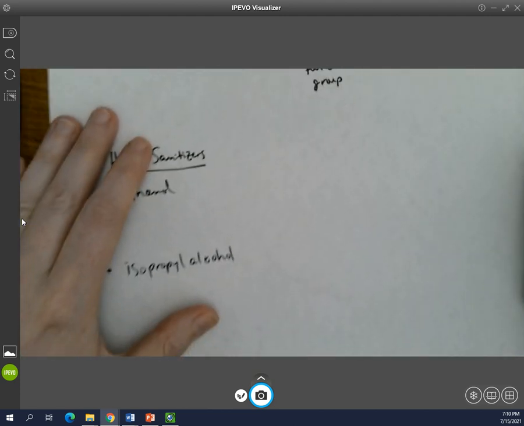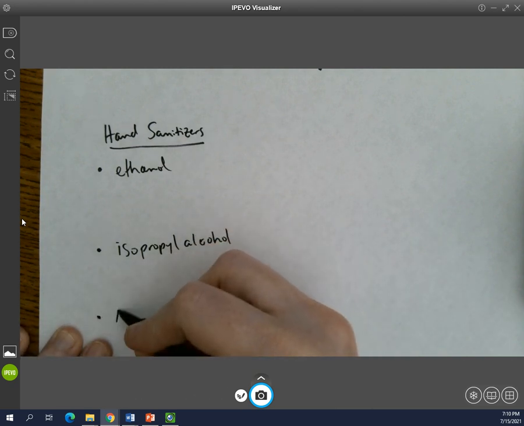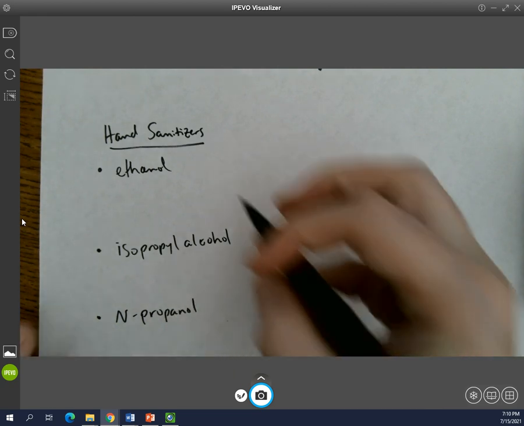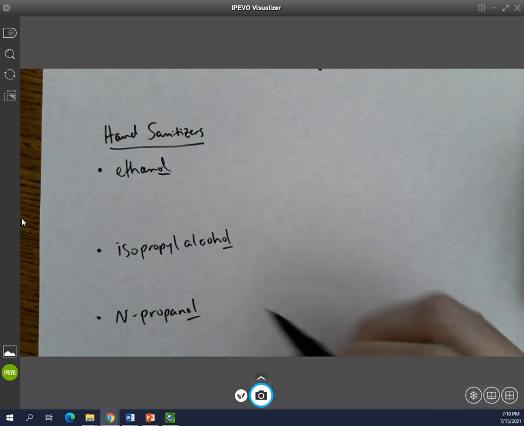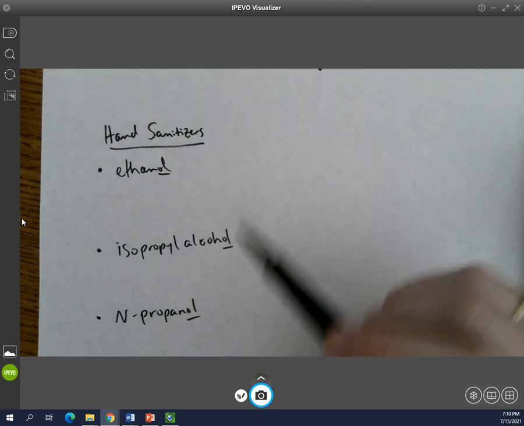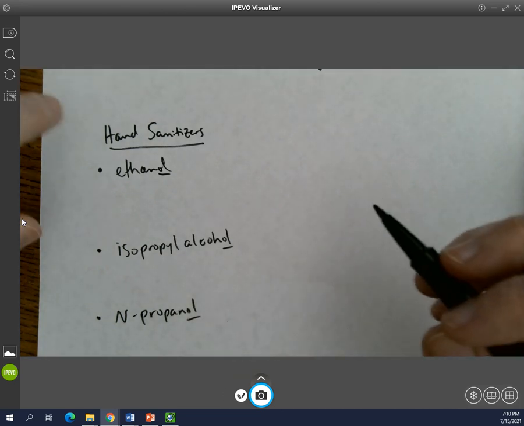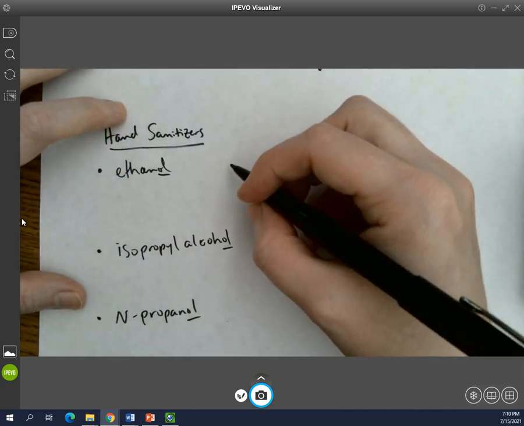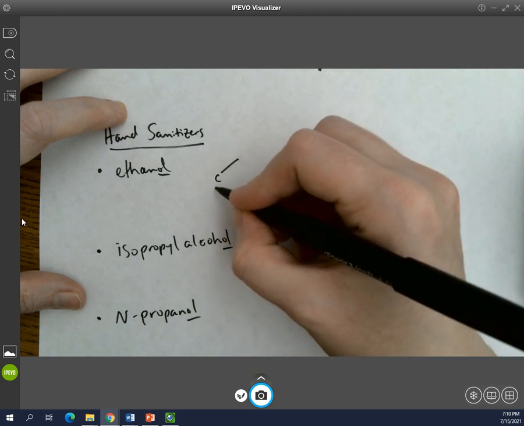I also forgot one: propanol. Notice they all end in -ol. That's how we can tell it's an alcohol, and we're going to see that they should have the same functional group, the hydroxyl group. So we're going to draw ethanol first. We are going to look at 2 carbons.